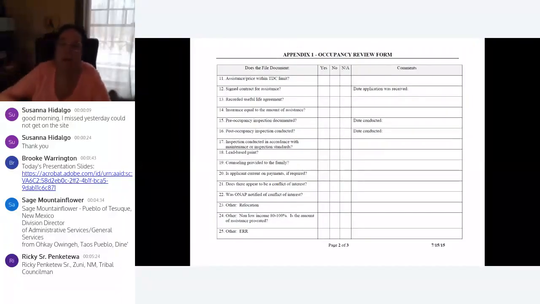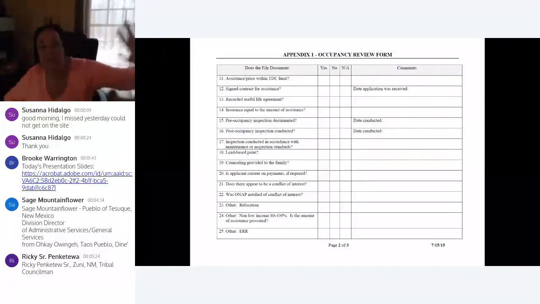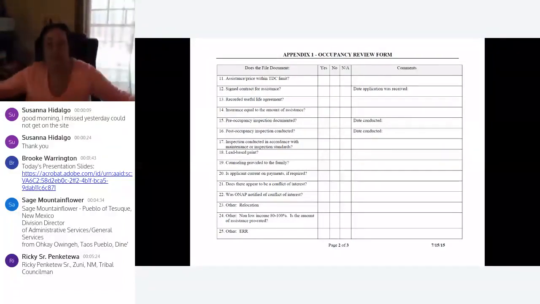Is the assistance price within the TDC? We talked about that. That's one of your documents in the reference materials. We cannot build over that TDC that's published. Do you have a signed contract for assistance? Did you record the useful life agreement? We're going to get into that over the next couple of days.